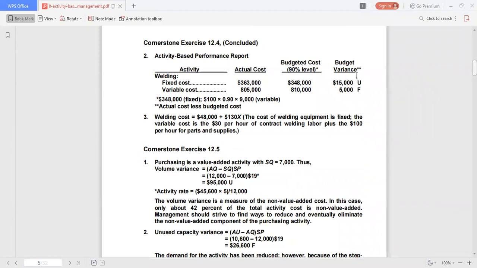Then for number 2, prepare performance report for the welding activity. So we have now the activity with the fixed cost, the actual cost, the budgeted cost, the budget variance. Now we know when it is favorable and when unfavorable. And we have the variable cost. Now you have the computations and the welding cost. Here, the cost of welding equipment is fixed.